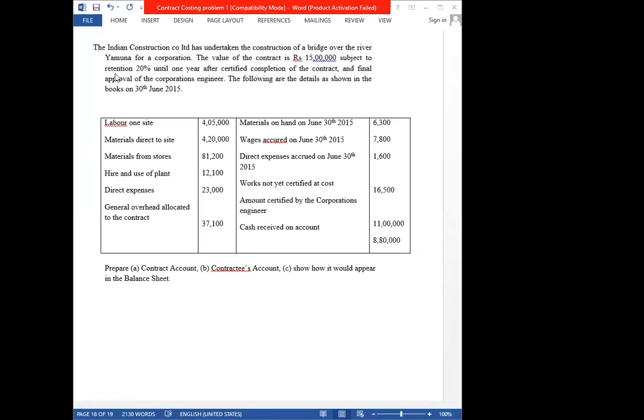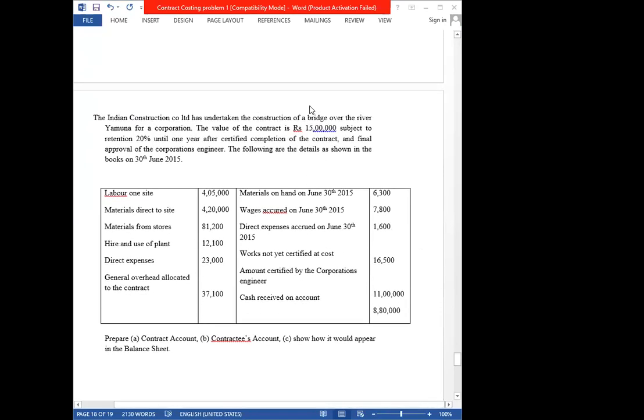This is the problem. The Indian Construction Company Limited has undertaken a construction of a bridge over the river Yamuna for a corporation. The value of the contract is rupees 15 lakhs. So this 15 lakhs is nothing but the total contract price. This total contract price will be used for the purpose of calculation.